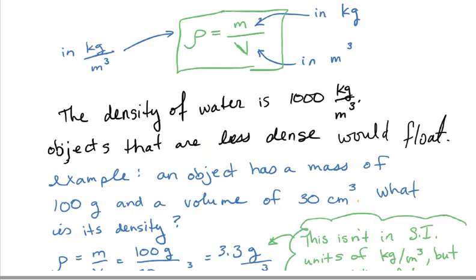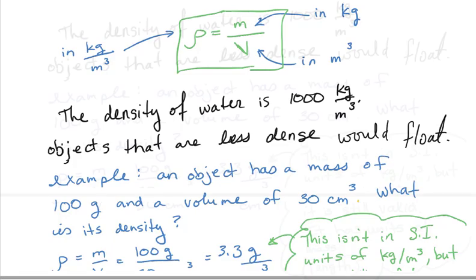Just as a reference point, the density of water is 1,000 kilograms per meter cubed. So anything that has a density less than that would float, and anything that has a density more than that would sink. Right? And just so you know, the density of air is about 1.2. So that's why air floats on top of water. It is much less dense.